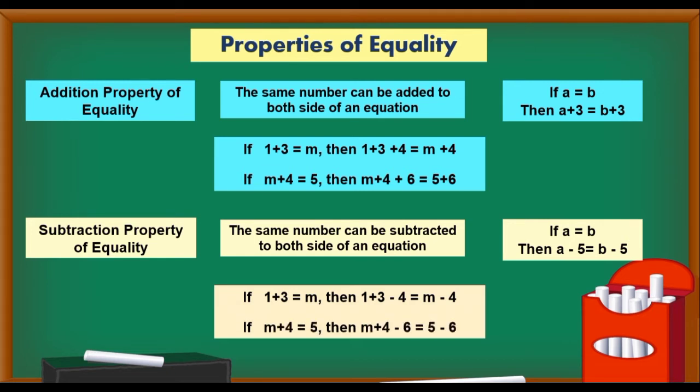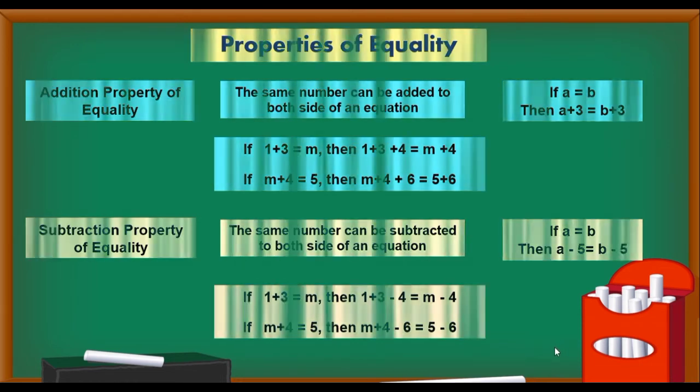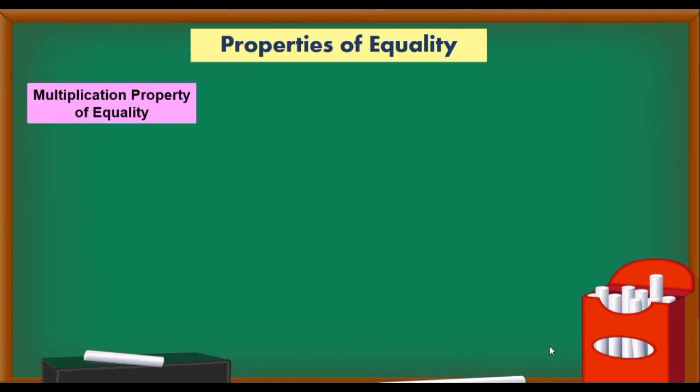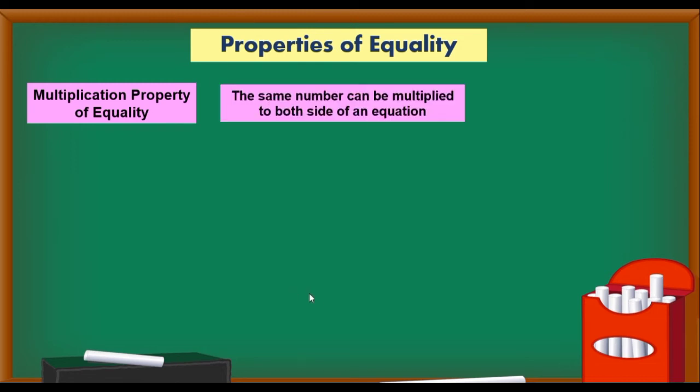Another, if m plus 4 equals 5, then m plus 4 minus 6 is equal to 5 minus 6. Yan po ang subtraction property of equality. So, kung meron tayong addition at subtraction, meron din po tayong tinatawag na multiplication property of equality. The same number can be multiplied to both sides of an equation. So, if a equals b, then a times 3 equals b times 3.